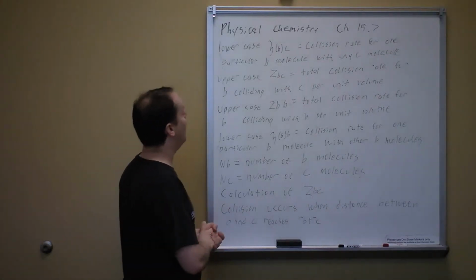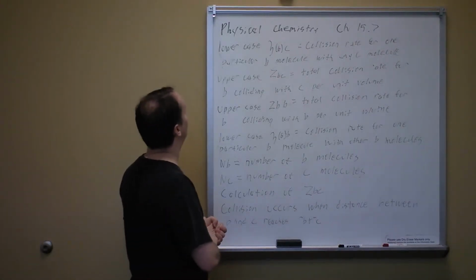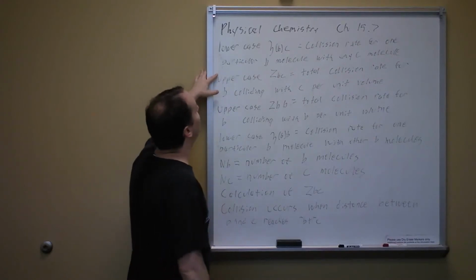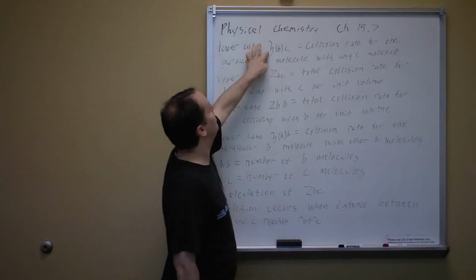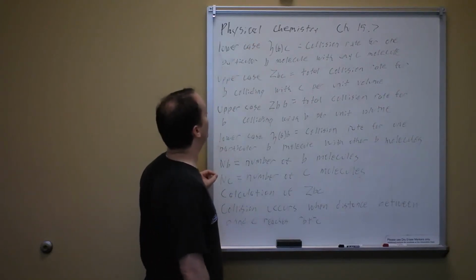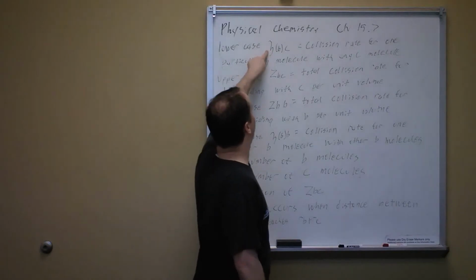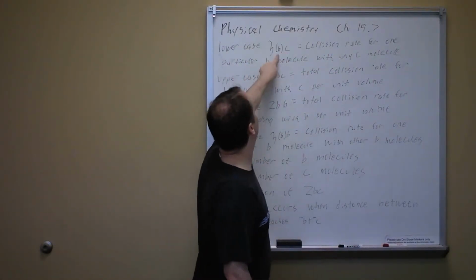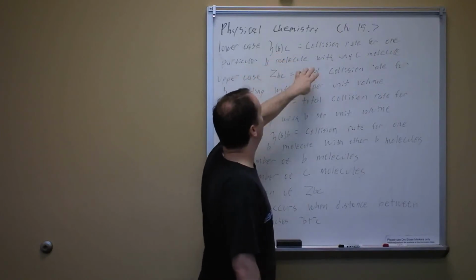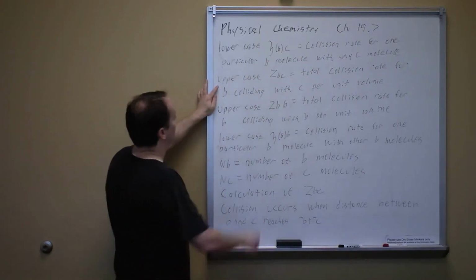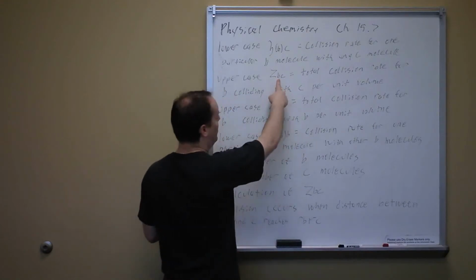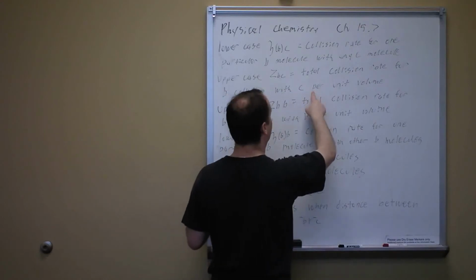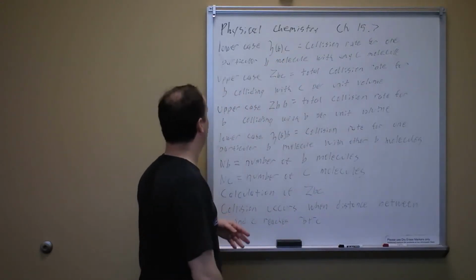Okay, before we can do any calculations for our collision rate, we need to define a few of these. Now, to make it more clear, the difference between an uppercase Z and a lowercase z, I'm going to write a lowercase z as a cursive z here. So this lowercase z_B(C), this is the collision rate for one particular B molecule with any C molecule. Now this uppercase capital Z_BC, this is the total collision rate for B molecules colliding with other C molecules. And this is all per unit volume.